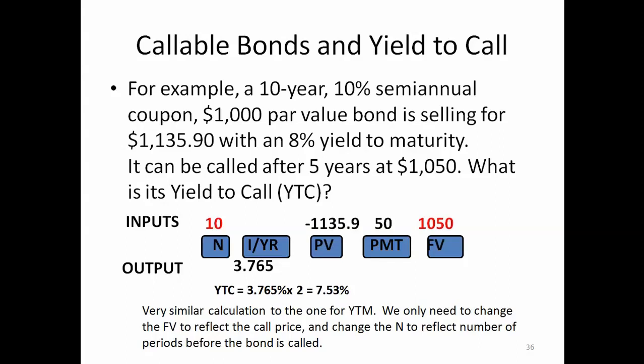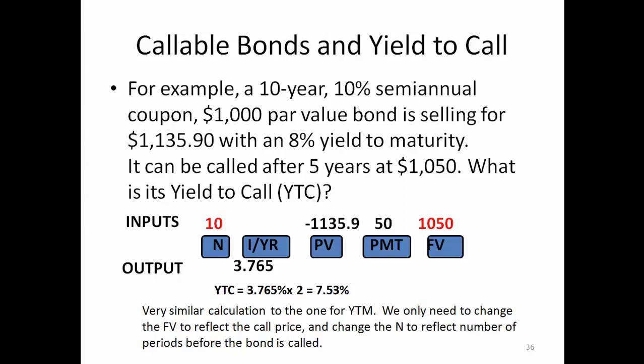So for example, if we have a 10-year 10% semi-annual coupon bond with $1,000 par value, and it is currently selling for $1135.90 and 9% yield to maturity. So that is if you can hold the bond for 10 years till maturity. But it can be called after 5 years at a call price of $1050. So what is its yield to call?